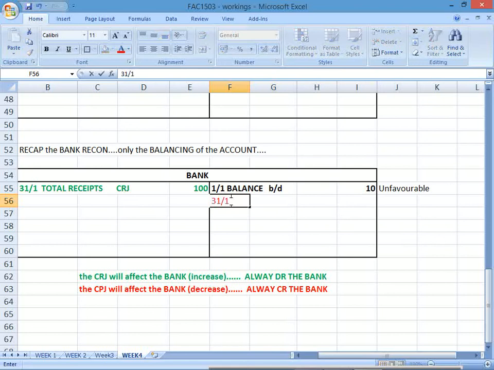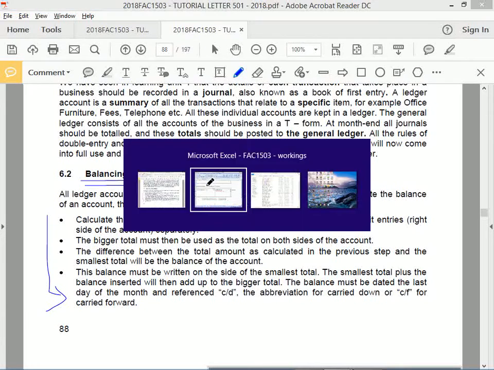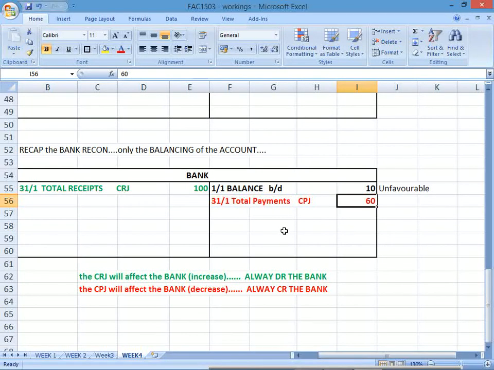So 31st of the 1st, total payments, CPJ, and that's why when you did a bank recon, you wrote down total payments on the credit side. It's because you're paying and you're reducing the bank. Right, let's say that amount was 60. Right, so what the textbook is talking about here, balancing the ledger account. You've actually done it already. Right, so if you want to study it and read how to do it, you can look at that. Okay, how do I do it?